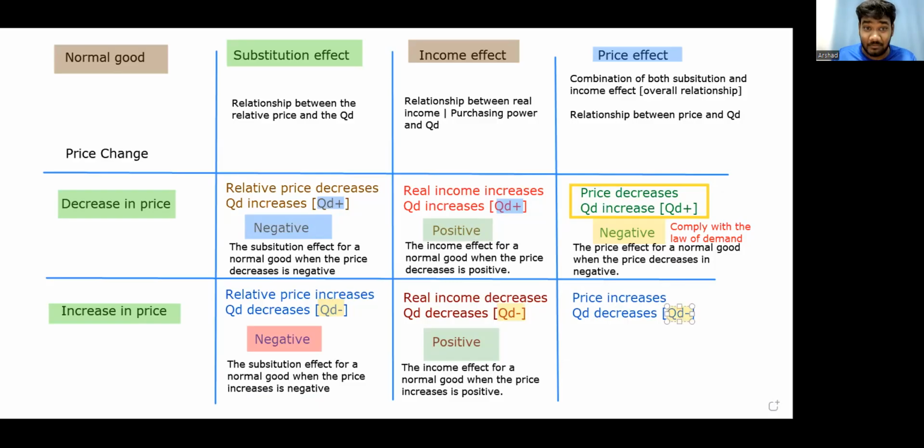So again, let's say QD is falling by 50 here. Why did it fall by 50? Maybe because of the substitution effect, it fell by 20, and because of the income effect, it fell by 30. Maybe that is the reason, but these numbers are not in your context. So that is what has happened. Then what type of relationship is this overall? It's a negative relationship.